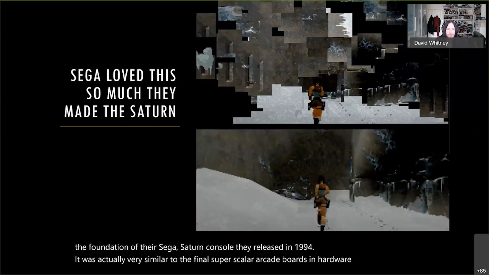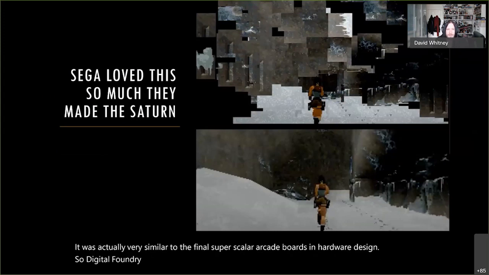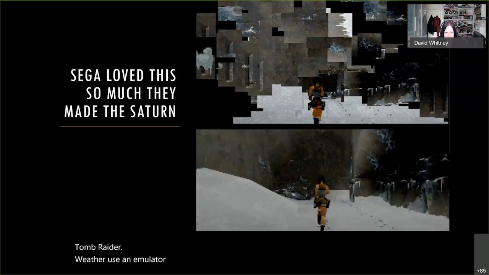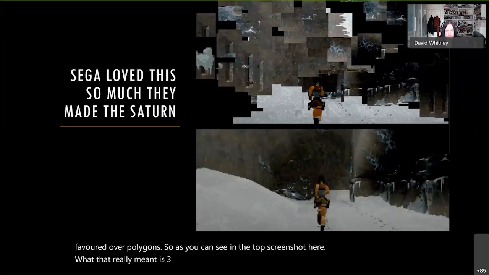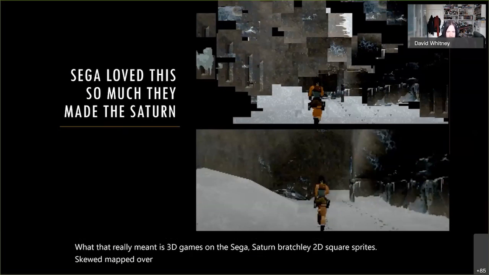So Digital Foundry, the YouTube channel, did an excellent retro game retrospective on the game Tomb Raider, where they used an emulator to unskew the Saturn's quad-based rendering engine, which actually favored quads over polygons. So as you can see in the top screenshot here, what that really meant is 3D games on the Sega Saturn were actually 2D square sprites skewed and mapped over the polygons to generate textures around the game world.